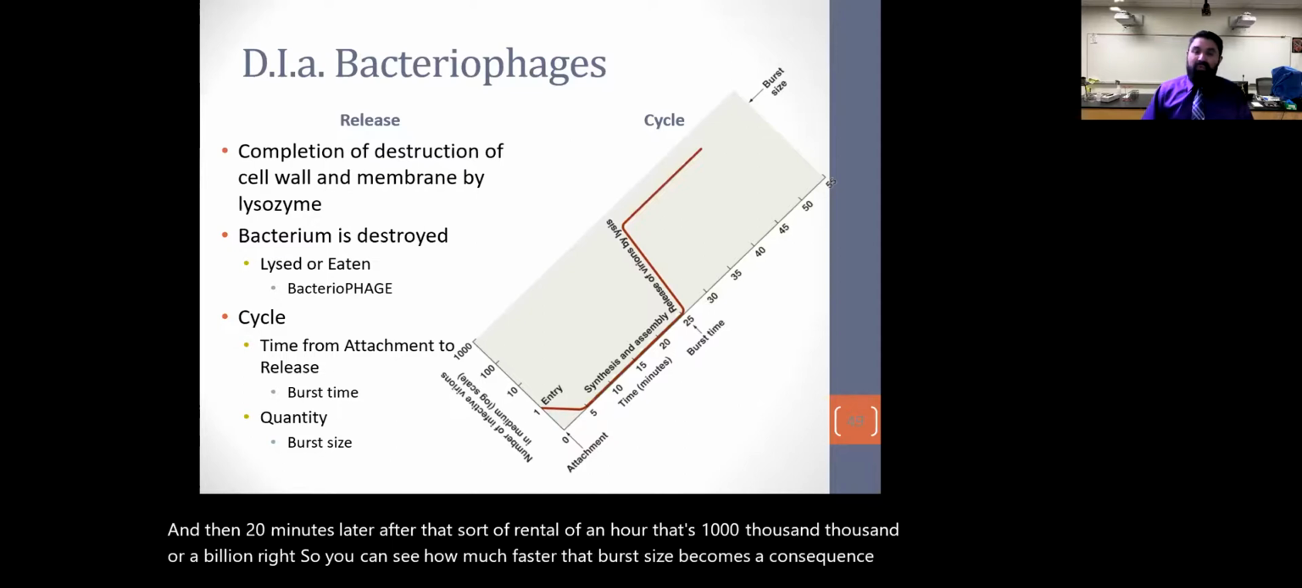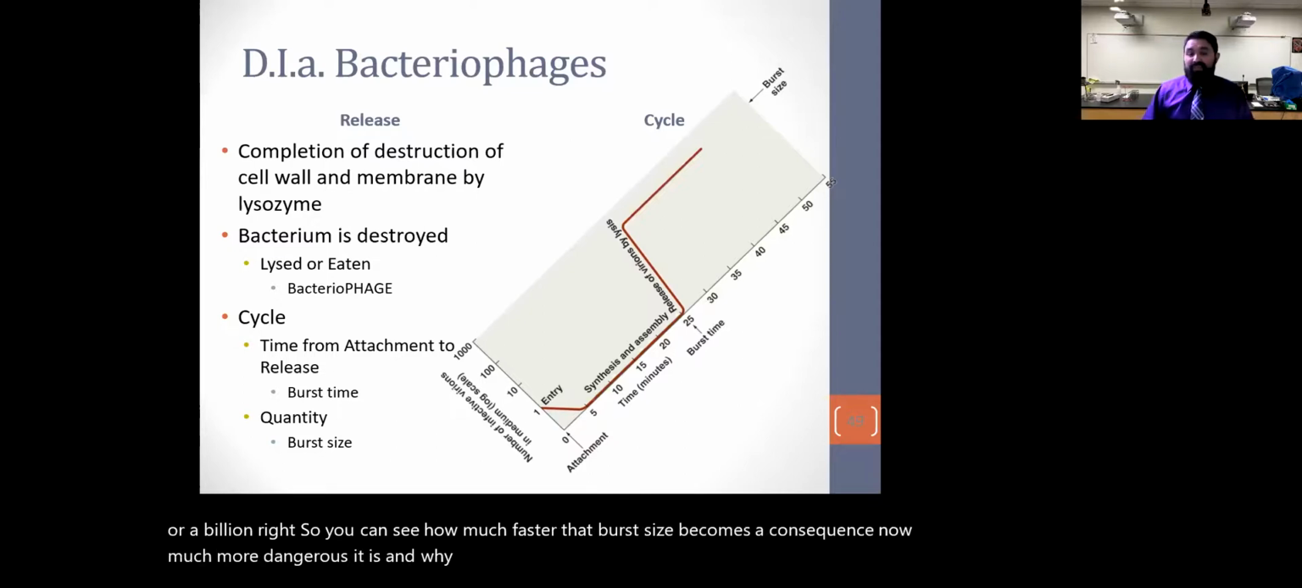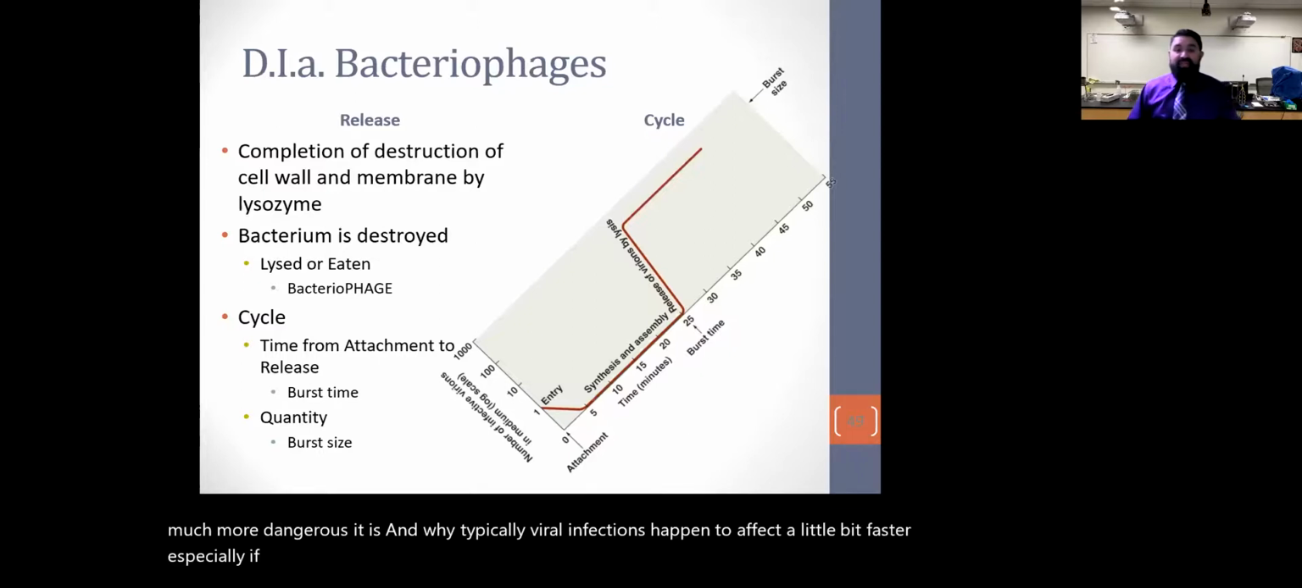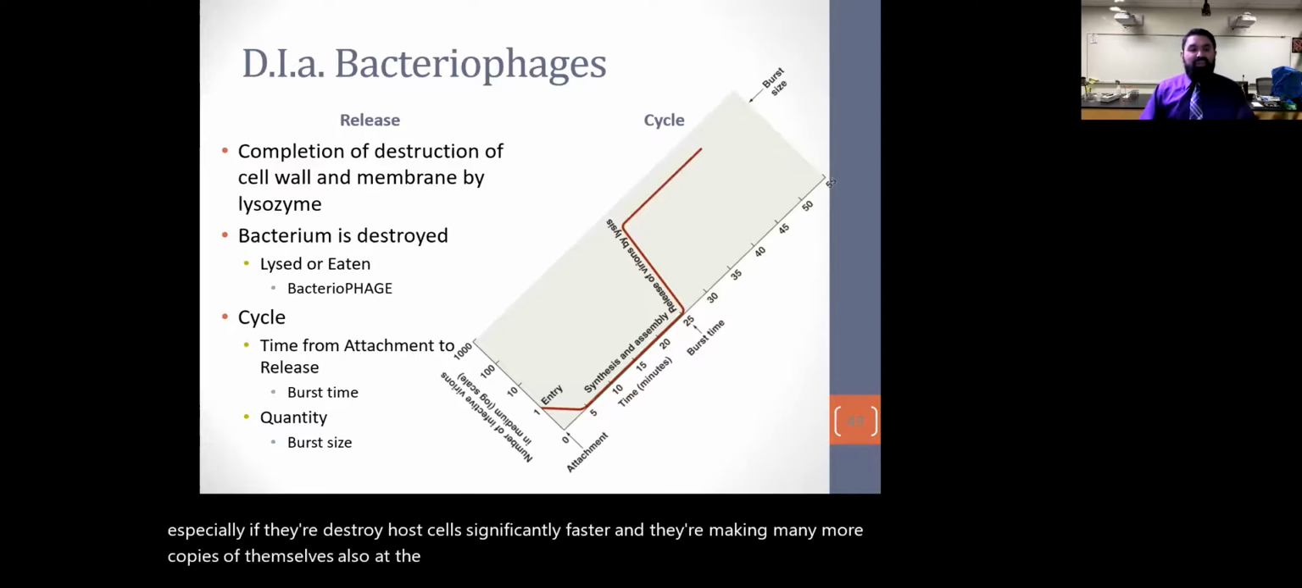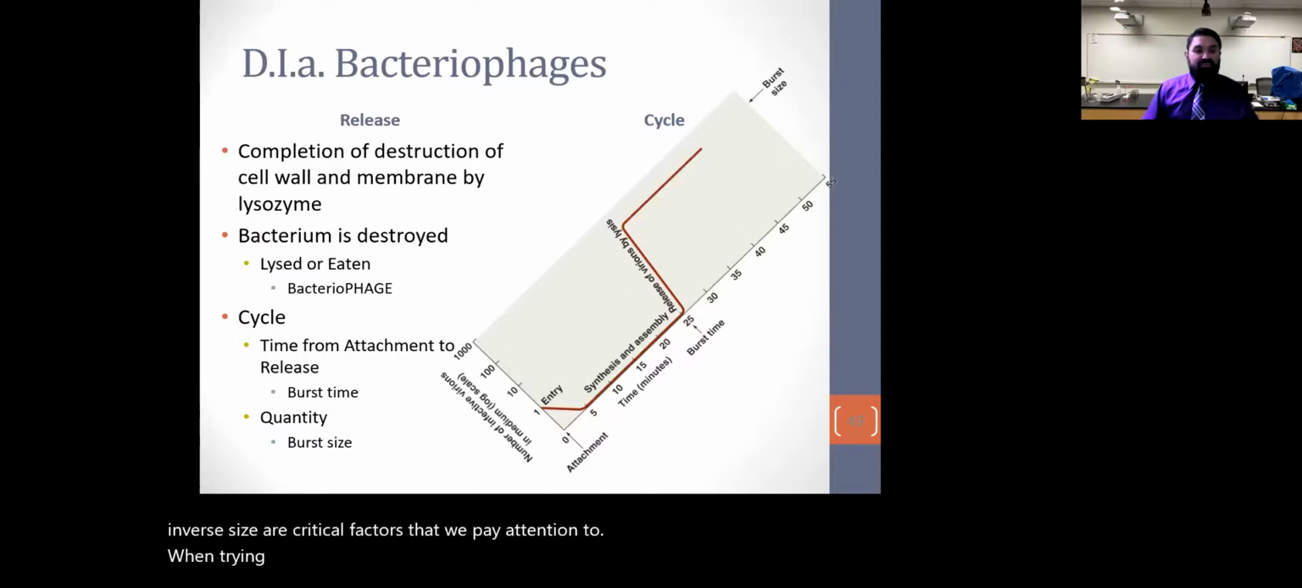dangerous it is, and why typically viral infections happen to affect a little bit faster, especially if they're destroying host cells significantly faster and they're making many more copies of themselves also at the same time, right? So this concept of burst time and burst size are critical factors that we pay attention to when trying to understand how viruses really infect.